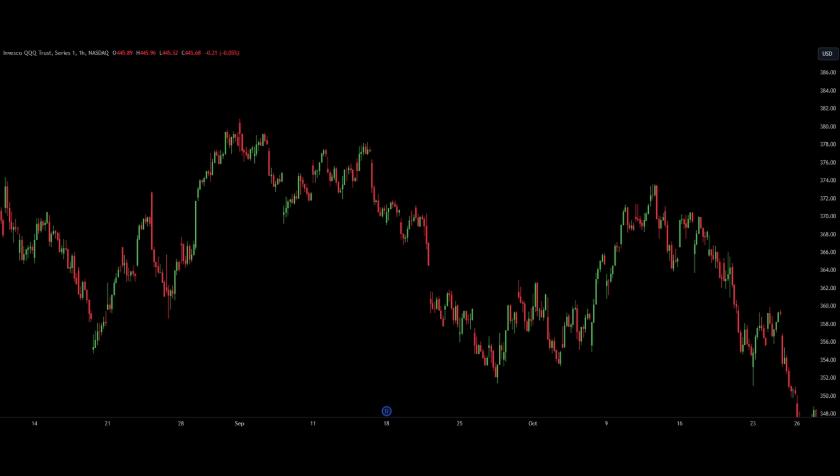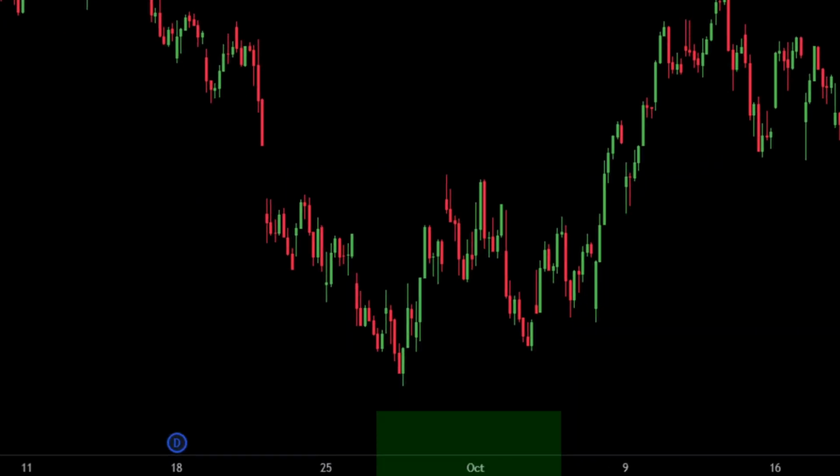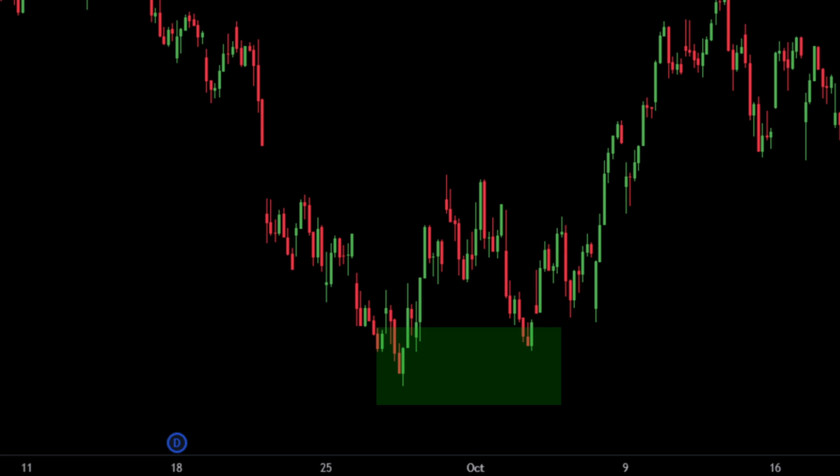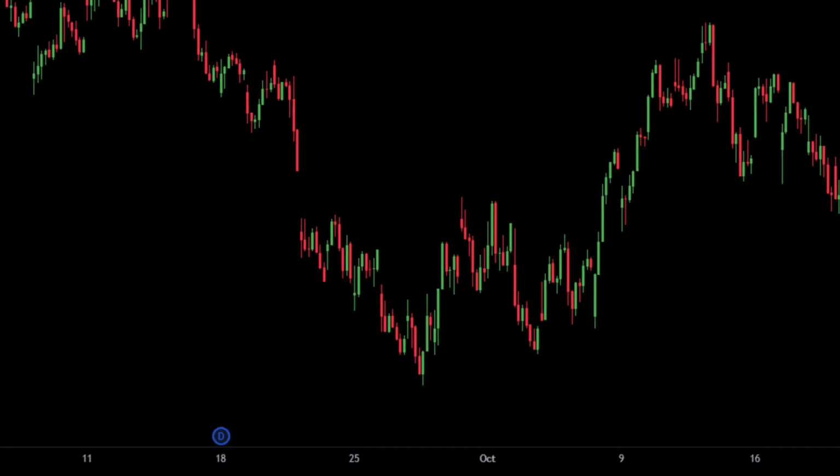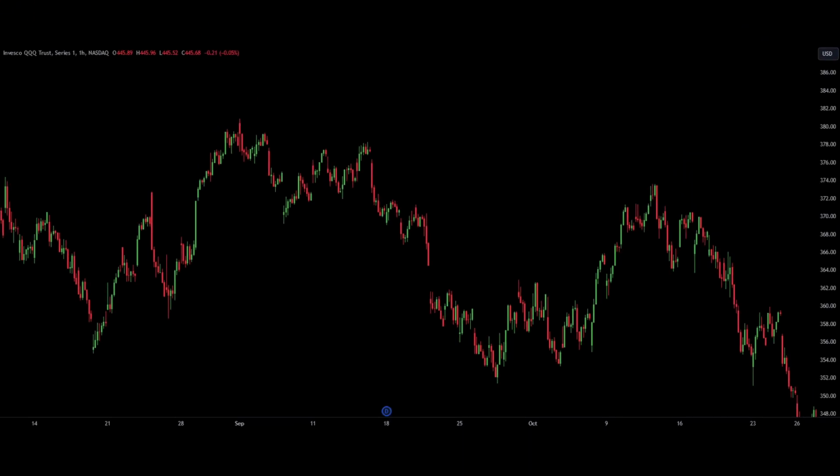So, where's the support over here? Okay. So the support's over here, and the reason why this is support is because there are many rejections of this price in the upside. One thing to mention about support is that the more times the price bounces off of that support that you're looking at, the more likely it will have a breakout.